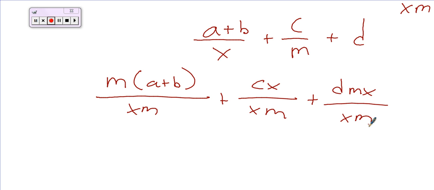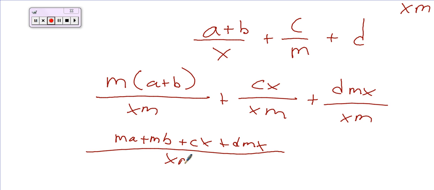All right, now you can do the distributive property to get ma plus mb plus cx plus dmx. They're all different, so you can't add them, over xm. And if you didn't distribute it, and if you just wrote this part down like that, that'd be okay too. So you can't do anything with it. All right?